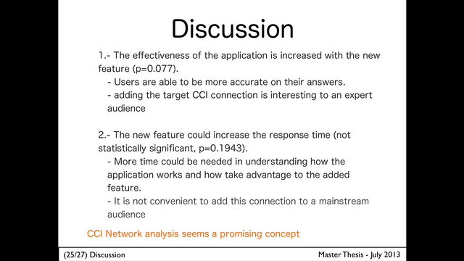the result is significant. This effect could be produced because adding the connection to the component-to-component interaction network increases the complexity of the application. In conclusion, on the target group, more time could be needed to understand how the application works and how to take advantage of the added new feature. And it is not convenient to add this connection for a mainstream audience.